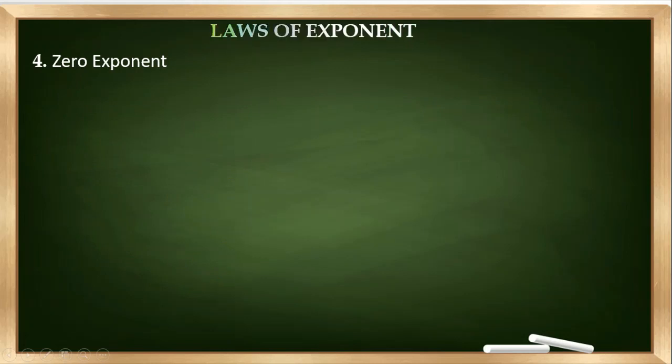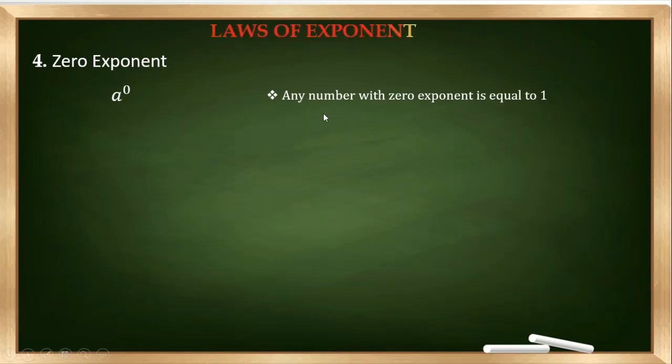Okay? So next is zero exponent. Ito na yung sinabi ko kanina. So anong gagawin natin kapag yung given natin is zero yung exponent? So remember class that any number with zero exponent is equal to 1, right? So any number with zero exponent is equal to 1. For example, we have a raised to 0 power that is equal to 1, right?